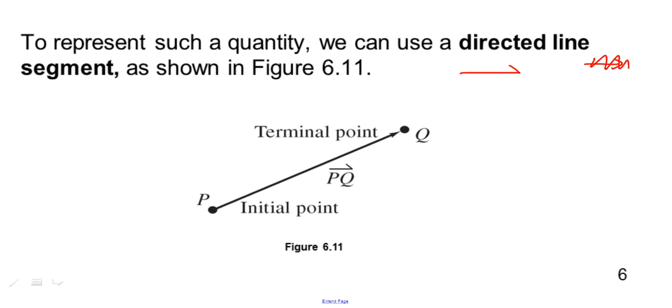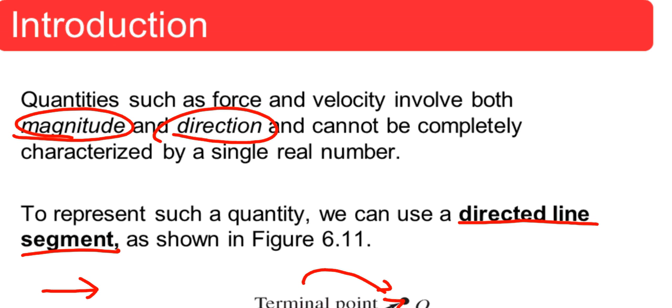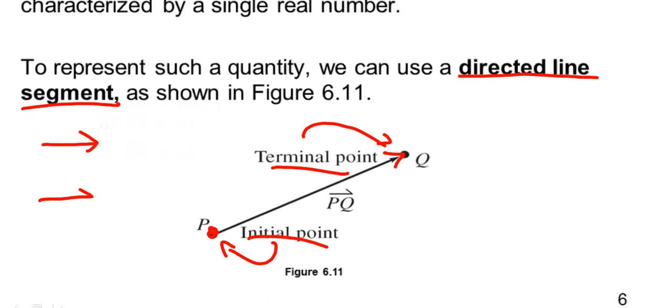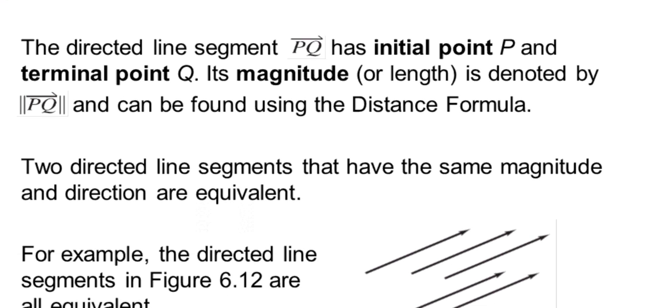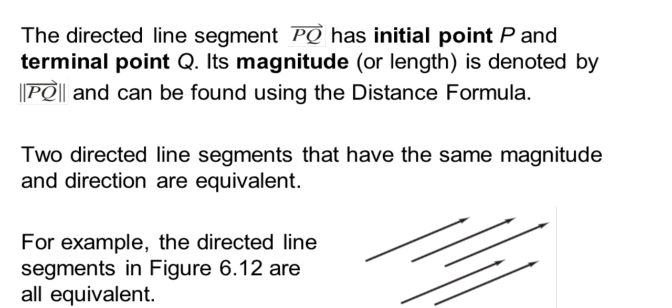It has an initial point. It has a terminal point. The way you know the initial and terminal point is there's a dot at the initial point and there's an arrow at the terminal point. This tells a little more about that magnitude and direction. The terminal point always has that arrow at it. These are directed line segments again, and the magnitude, which is the length, you want to know that.